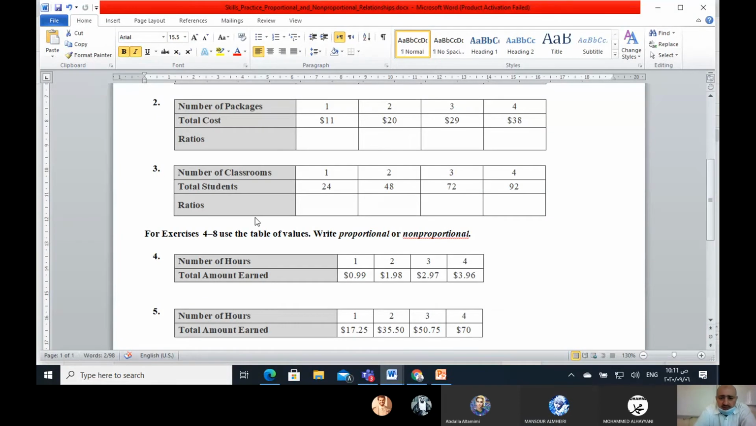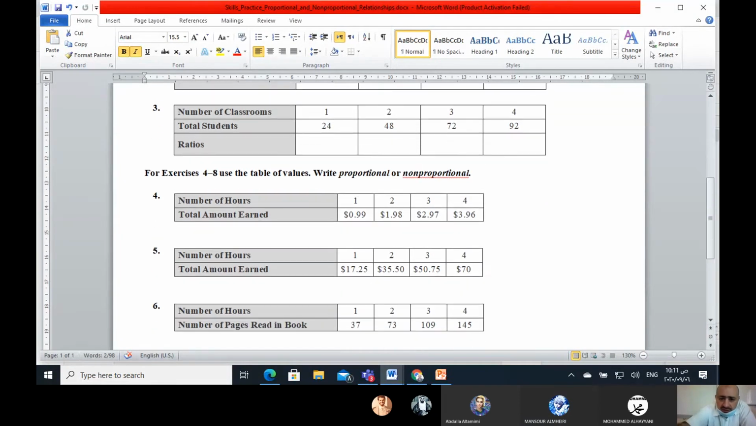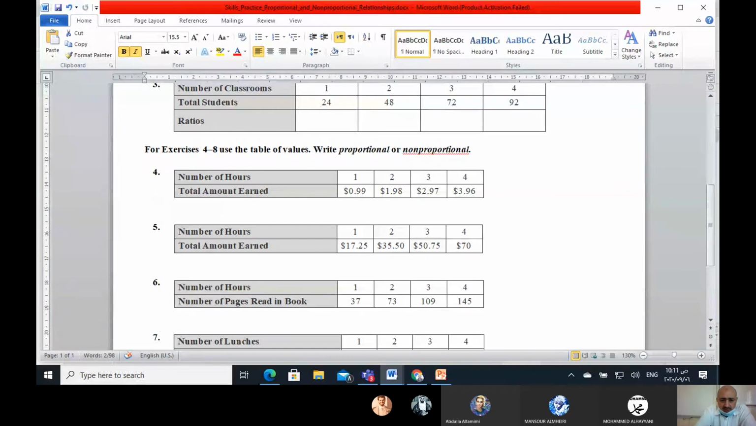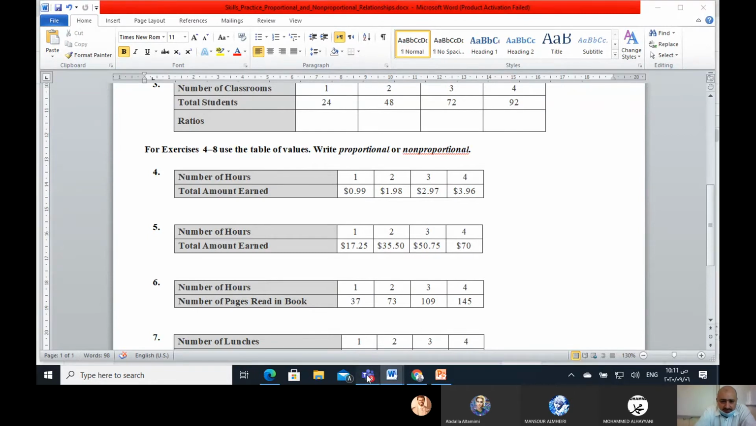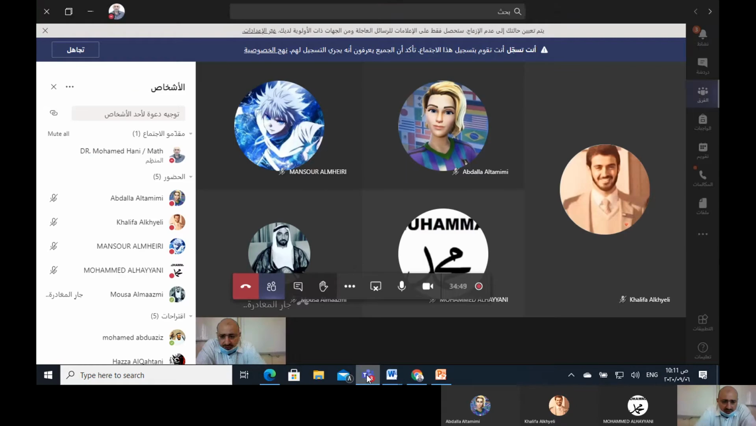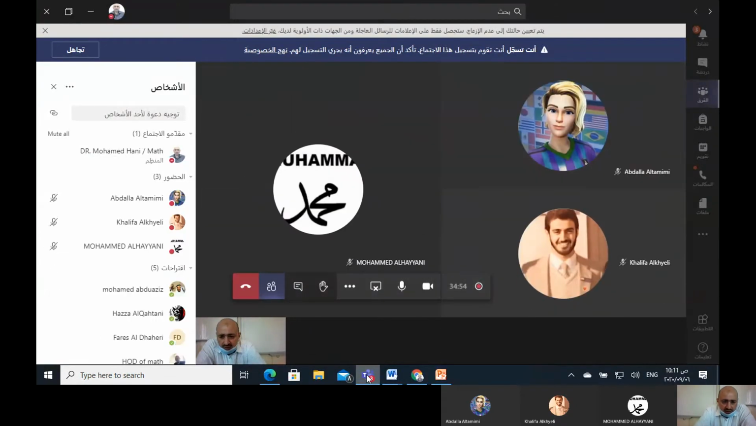Look at exercise number 3, and I want all of you to check: is it proportional or not? Work and answer me. We have now Abdullah Tamimi, Khalifa and Muhammad Al Hayyani. Who can answer me? Is it a proportional relationship or not?